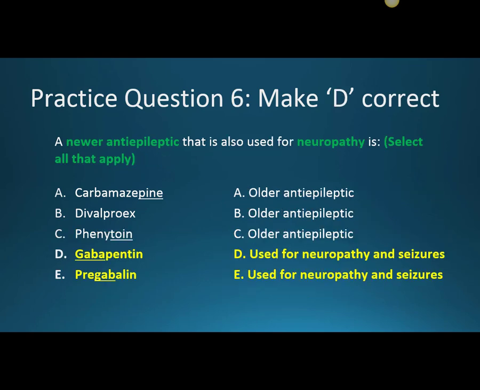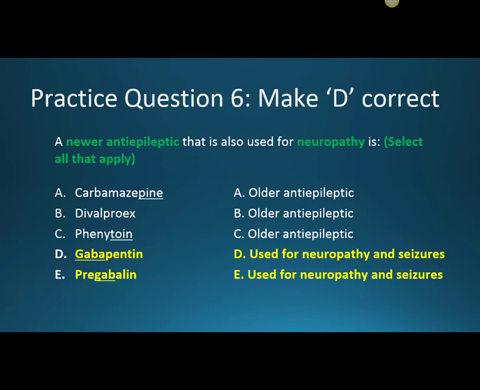So practice question 6, make D correct. A newer antiepileptic that is also used for neuropathy is, and we'll select all that apply. So carbamazepine, Divalproex, and phenytoin are incorrect because they're older antiepileptics, and so gabapentin and pregabalin are both correct. So we see these a lot more for neuropathy and not quite as much for seizures. Like we discussed earlier, the newer antiepileptics are still kind of finding their way into where they will be used for epilepsy.